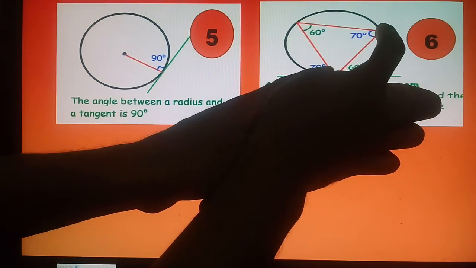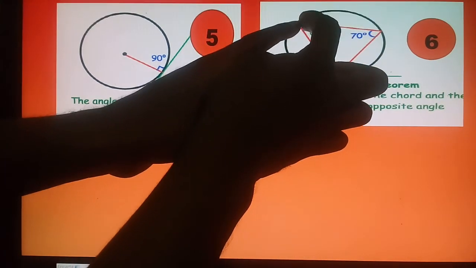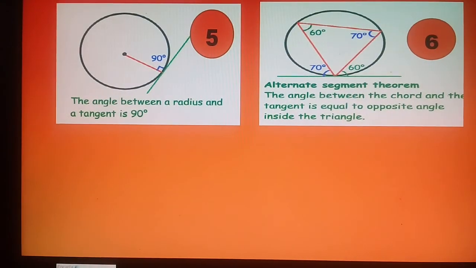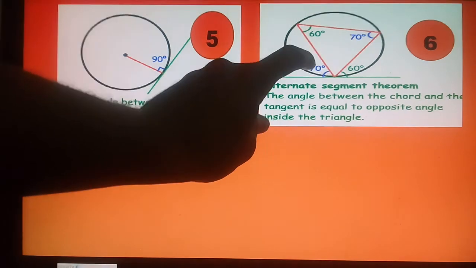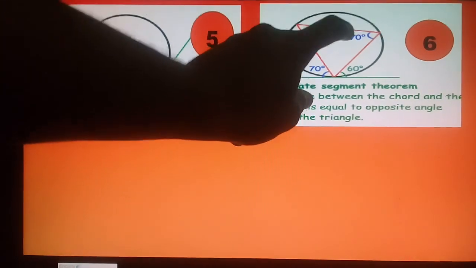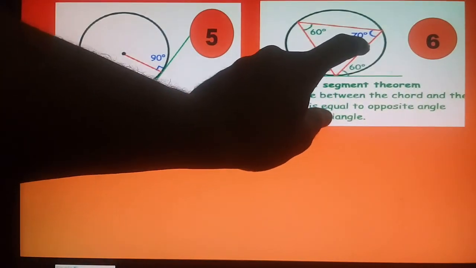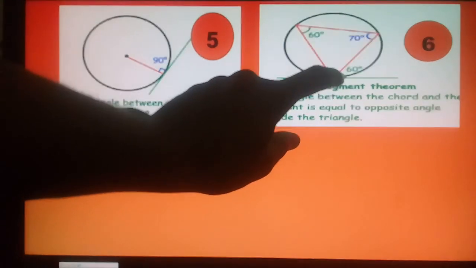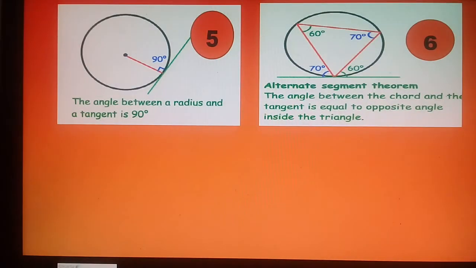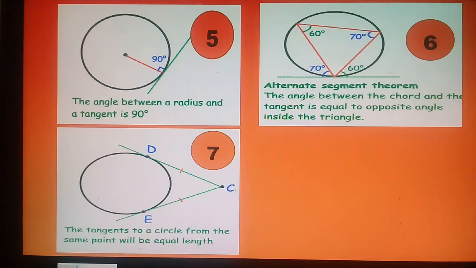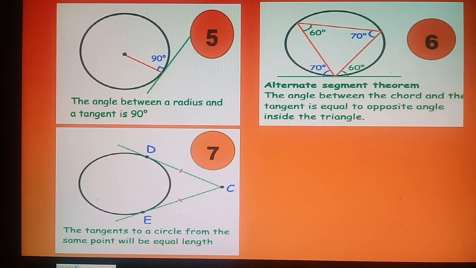Let me move now to this one. It means alternating segment. That's why I have what? 60 there. By the tan chord theorem, the angle between the chord and the tangent is equal to the angle in the alternating segment, that one. And the angle between the chord and the tangent, this one, is equal to the alternating segment, that one. That's why we have 60 there. We have to know that theorem.